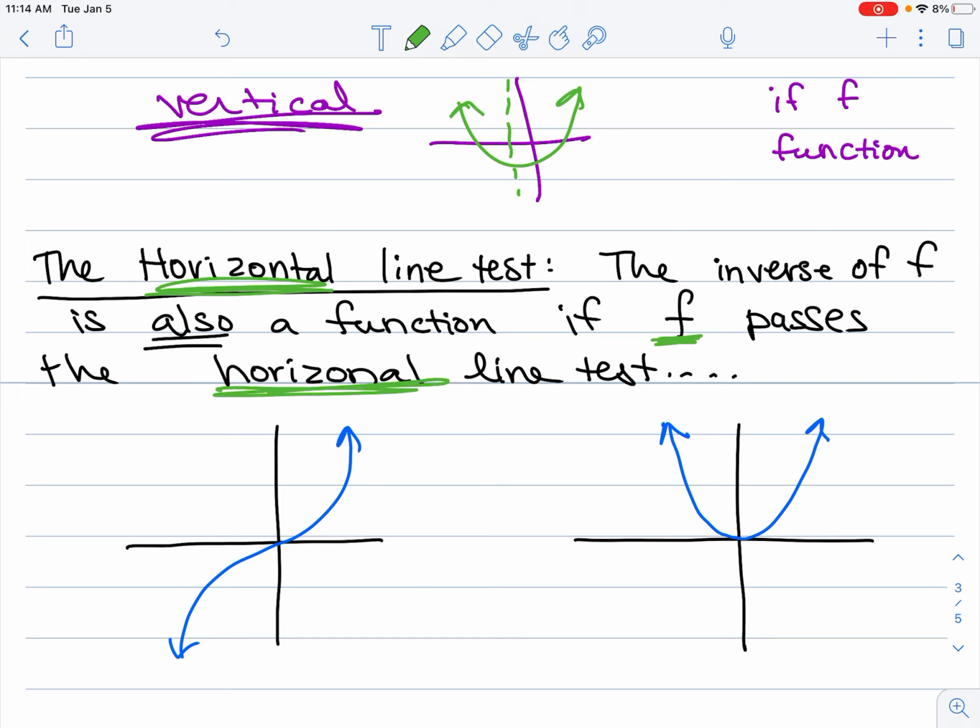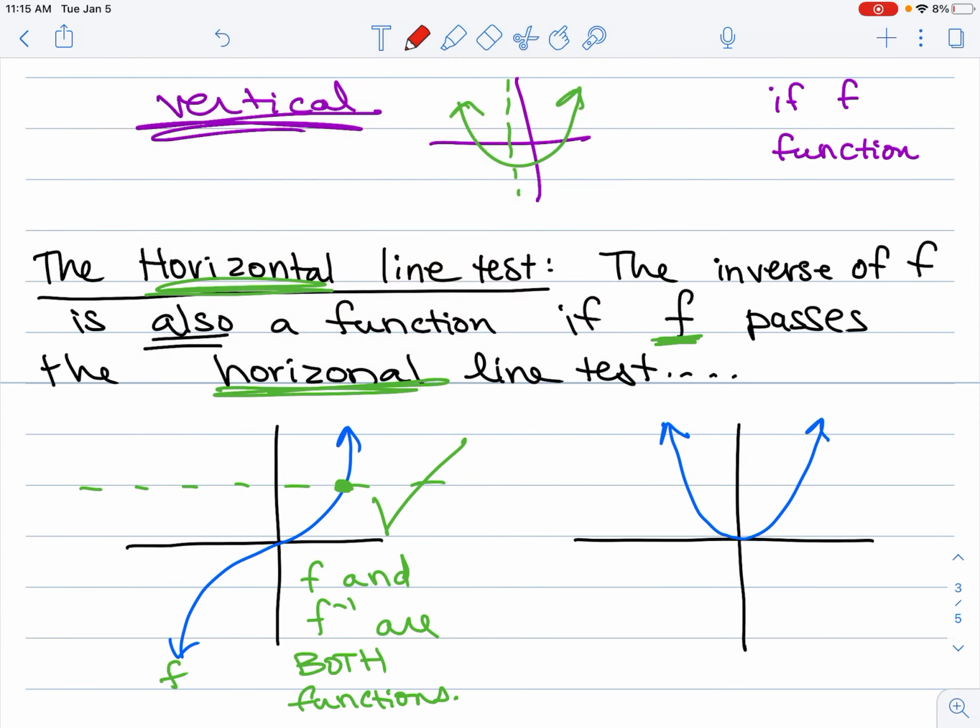line test. So we're going to do it the same way, but instead of drawing a vertical line, we're drawing a horizontal line. So horizontal line here only passes once. This passes, which means this, or I should say the inverse of this is also a function. So if this is f, f and the inverse of f are both functions.